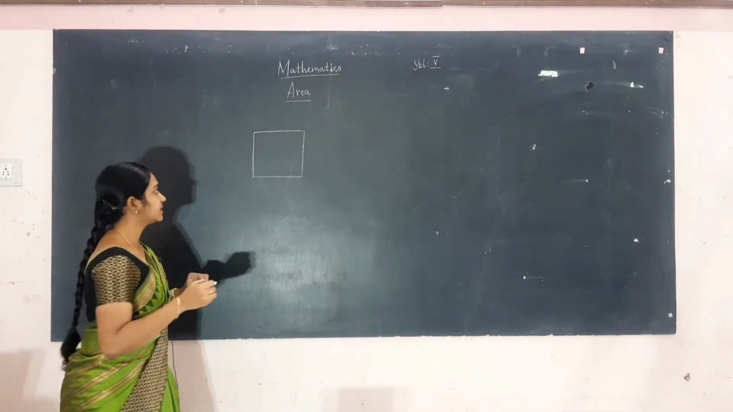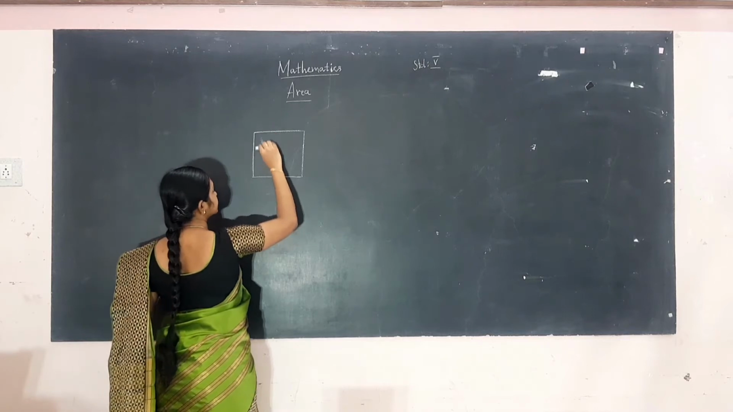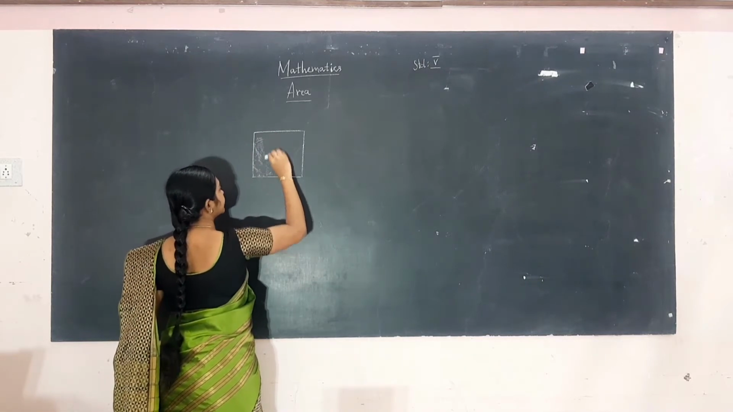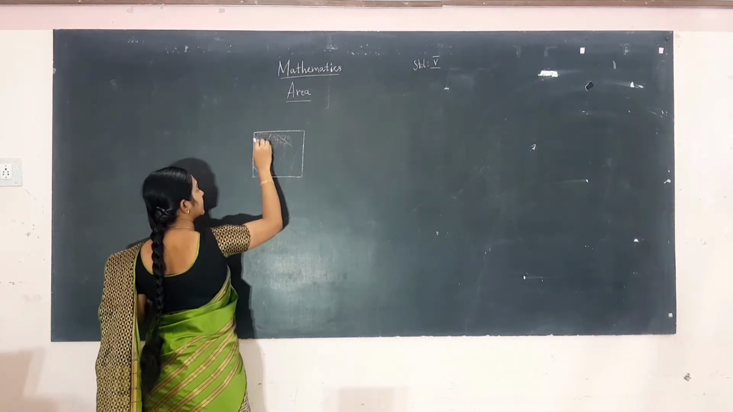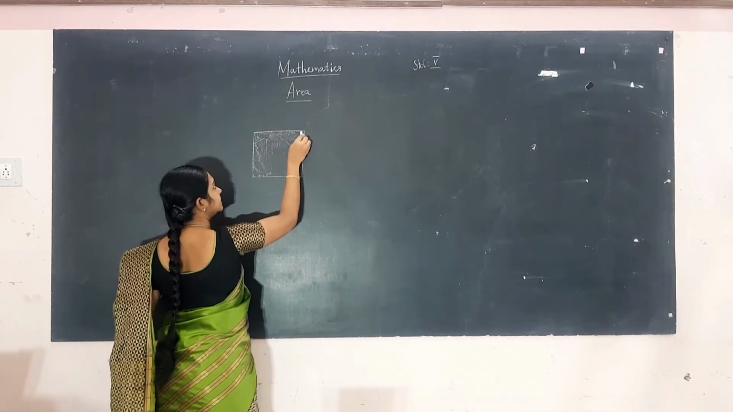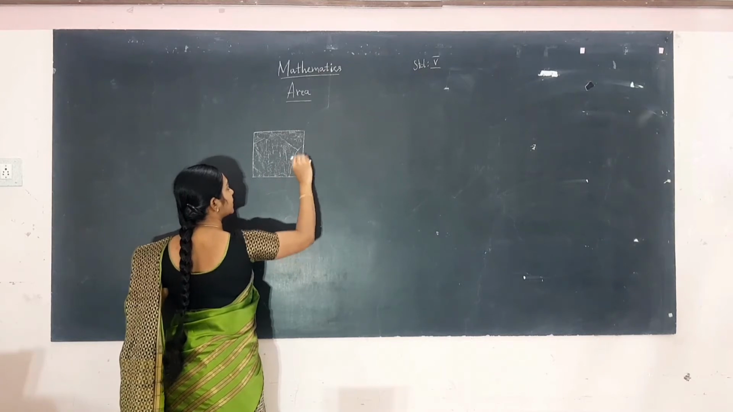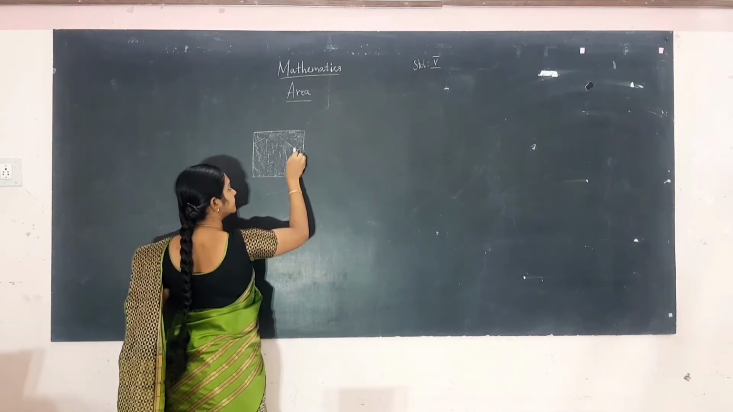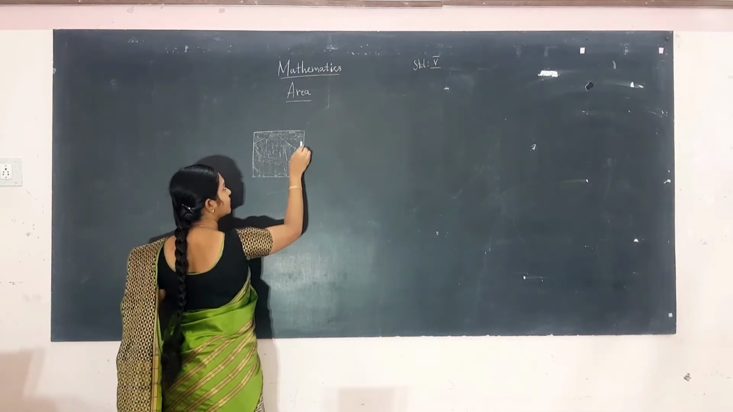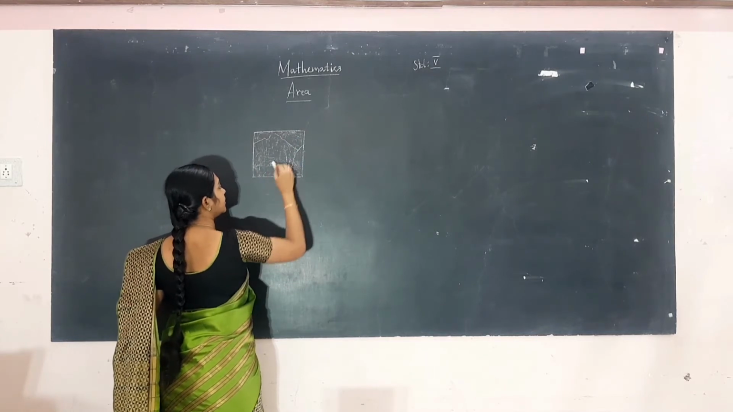This is a square. Area of a square is the space occupied by the square. Here the shaded region is the area of the square. We have a formula to find out the area of a square.